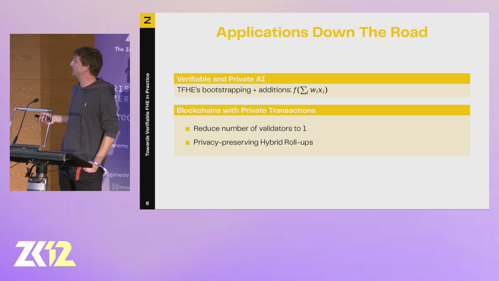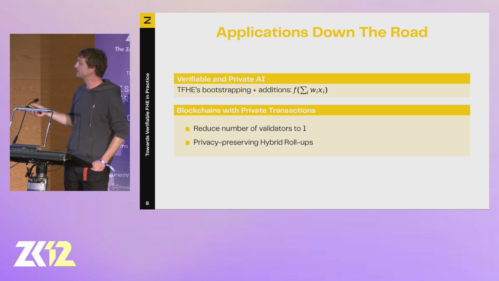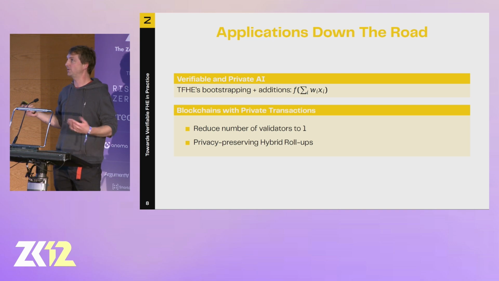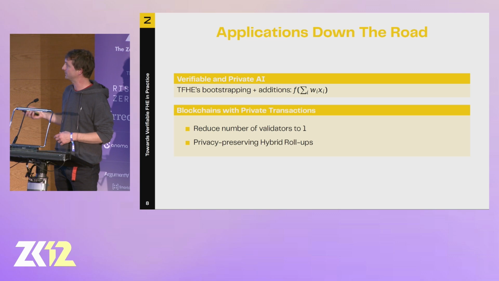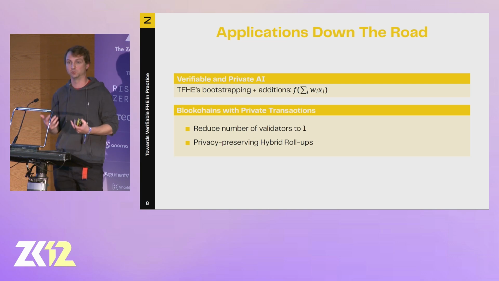Then there are applications in blockchains with private transactions, where you run FHE in the blockchain, and here there's potential to reduce the number of validators to one. Saving on computational resources might not be the killer here. What would be really cool is that you can reduce the trust: usually in this kind of blockchain, you need to trust that the majority of validators is honest and doesn't collude. You could remove this assumption essentially.